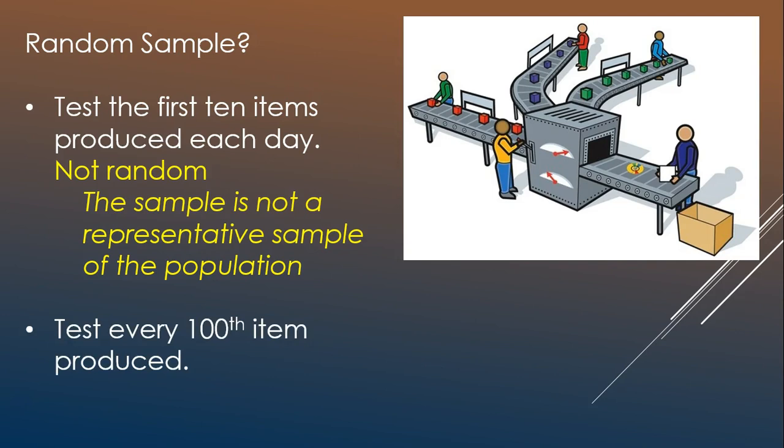What if you decided to test every 100th item that was produced? Would that be a random sample? Well, likely it is a random sample because you're selecting items at the beginning of the shift, in the middle of the shift, and the end of the shift. So you're looking at distributing the chances that you've got defects throughout the day, so that has a better chance of being a random sample.